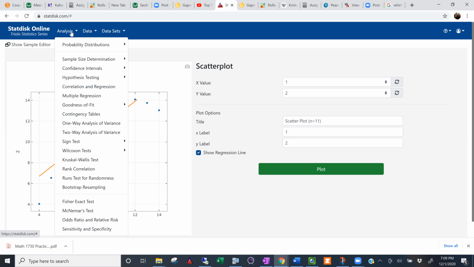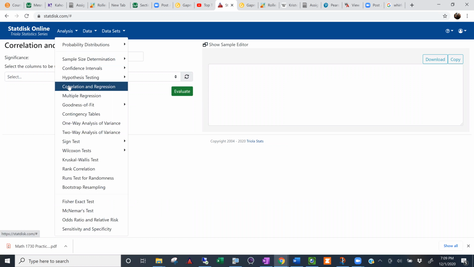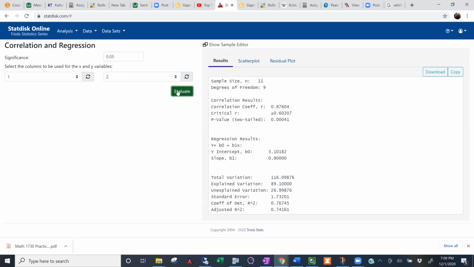Anything? Correlation and regression. Beautiful. Correlation and regression. So the fifth choice down here, correlation and regression, should bring you to this. Our significance level is 0.05, so we're good there. Our data is in column 1 and column 2 for your X variable and your Y variable, respectively. And that's it. Just hit evaluate and you get all kinds of statistics.